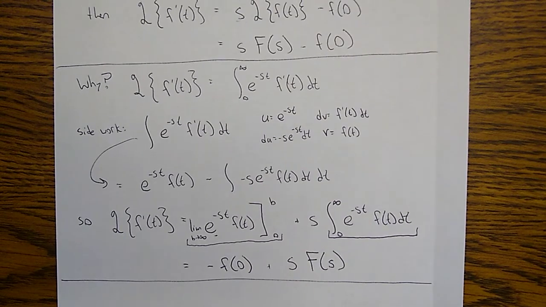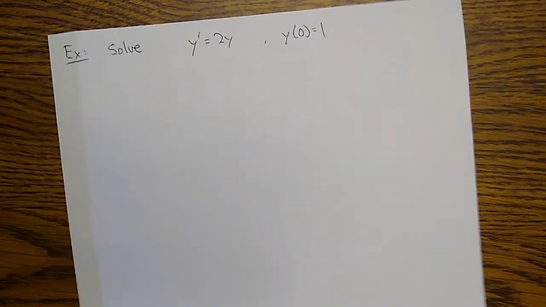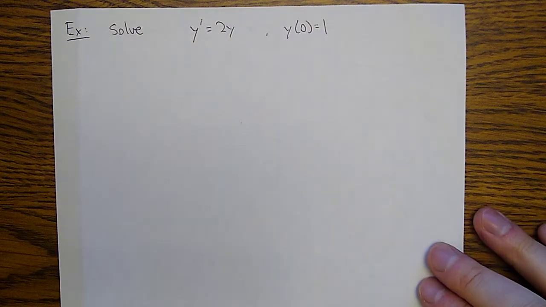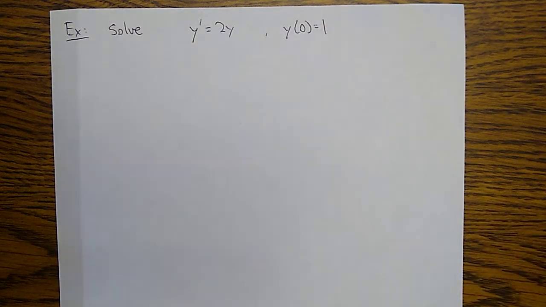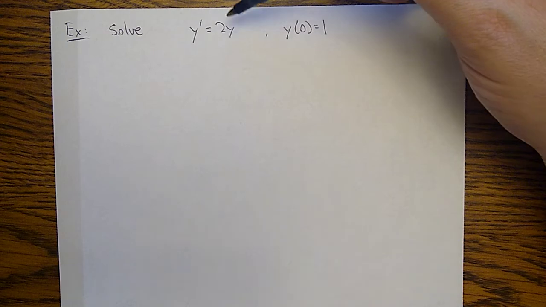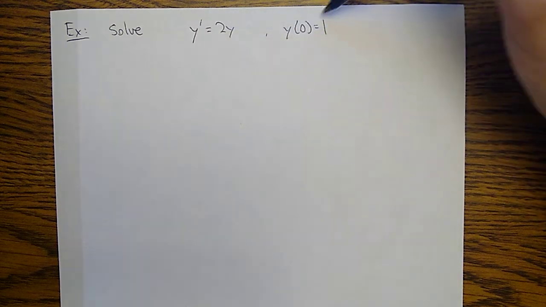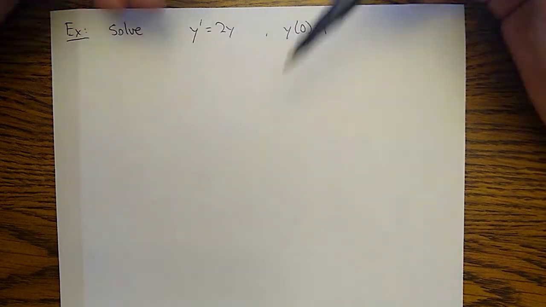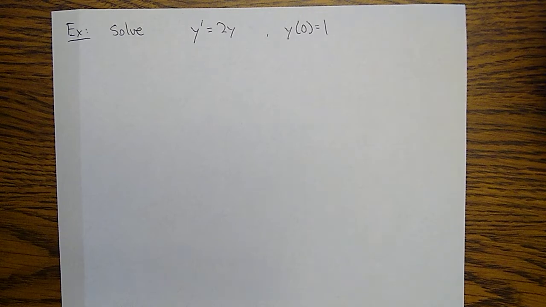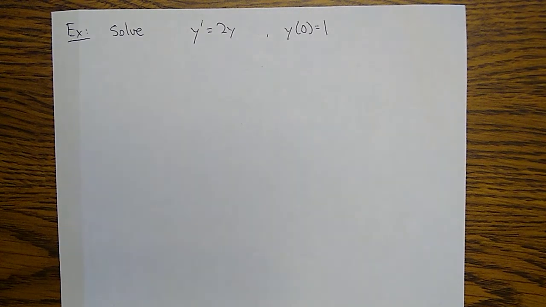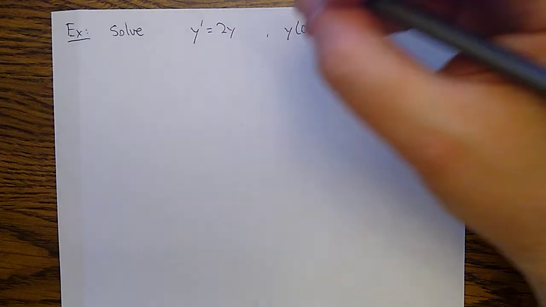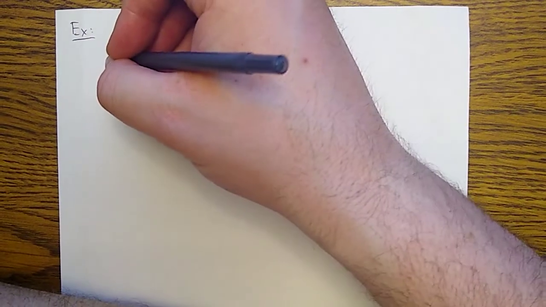Okay, now let's use that to solve a differential equation. We're going to start real small here. y prime equals 2y and y of 0 equals 1. This is something that we could have done on the first day. This is a separable differential equation, but we're going to use this as a warm-up to solve a differential equation using a Laplace transform.